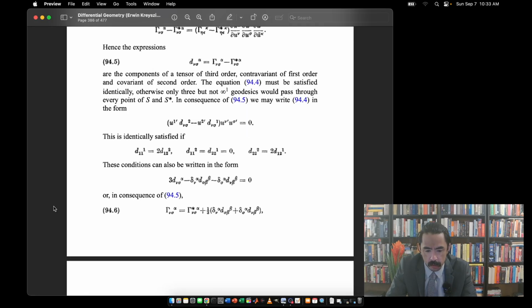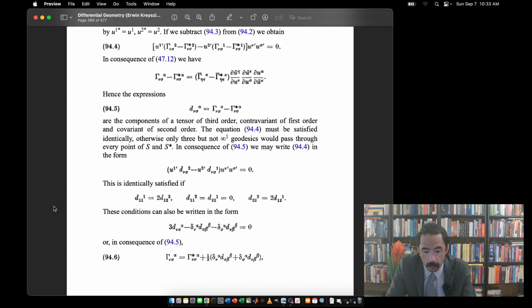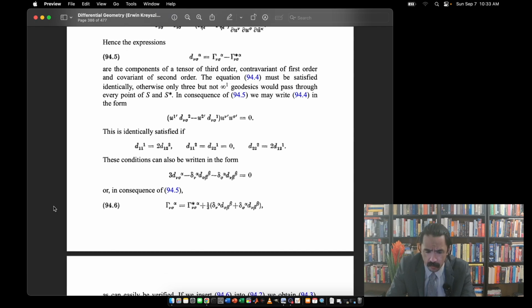Hence, the expressions d sub nu sigma superscript alpha equals Christoffel sub nu sigma superscript alpha minus Christoffel star sub nu sigma superscript alpha are the components of a tensor of third order, contravariant of first order, and covariant of second order. The equation 94.4 above, which involved that bracket outer quantity times u nu prime u sigma prime equals 0, must be satisfied identically. Otherwise, only three, but not a one-dimensional infinity, of geodesics would pass through every point of S and S star.